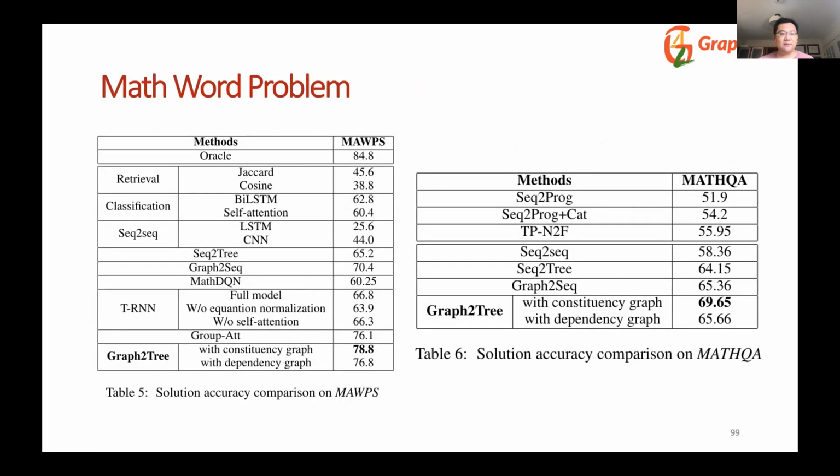This is the result when we evaluate on the math word problem. You can see that our graph-to-tree model performs much better than the current state of the art. One thing I want to emphasize is that most state-of-the-art methods use an equation normalization technique. This essentially tries to break down all the different diversity of thinking in creating a math equation when you read the math word problem.